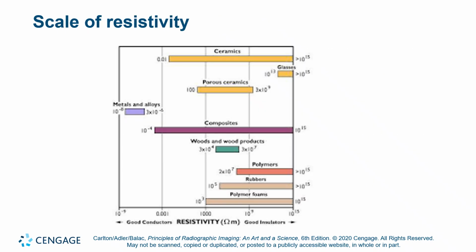Whether a material is conductive or insulating in its overall behavior is on the scale of resistivity. And I found this on the internet. This is more electrical engineering and theoretical physics than it is radiation science, but it does explain the behavior of materials fairly well. It's basically a sliding scale, and glass, polymer, rubber, polymer foam, wood, yeah.